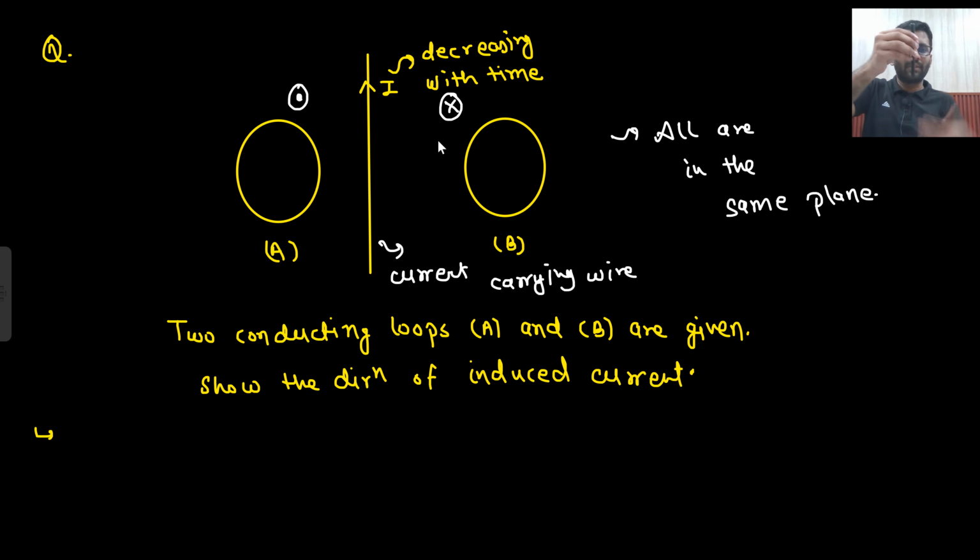Again, I am showing this is my wire, this is my current. Direction of magnetic field will be like this. And at this point, direction of magnetic field will be going inward. I hope you remember this. So at this point, it is coming towards me, and at that point, it is going in.